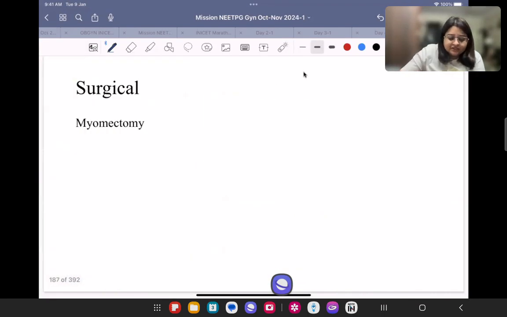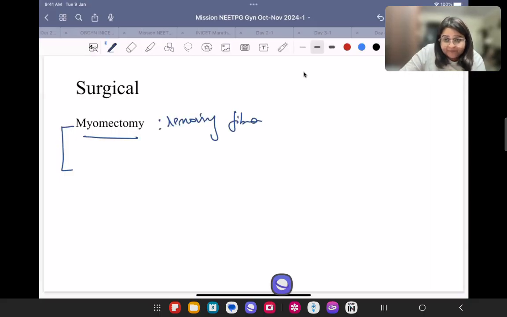Okay. Now, surgical management, we have two things. We can either just remove the fibroid, which is called a myomectomy. This is removing only the fibroid. Okay. Or we do a hysterectomy. That is we remove the uterus.